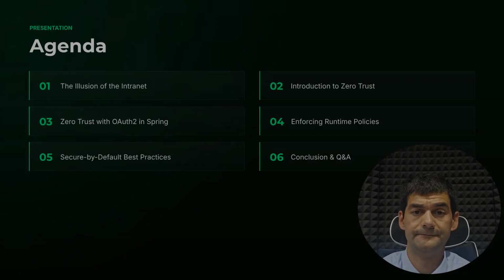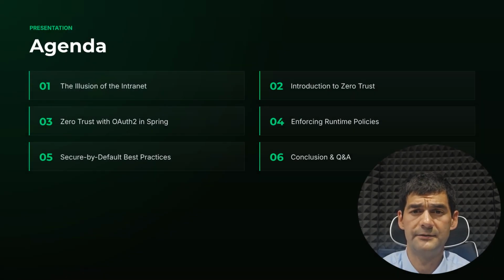Here's the plan. First, 2 ways legacy security quietly fails. The illusion of the intranet and replay attacks on bearer tokens. Then we build up zero trust on 3 pillars. With Spring and OAuth 2, we enforce it with runtime policy. And I'll leave you with a checklist you can use on Monday.